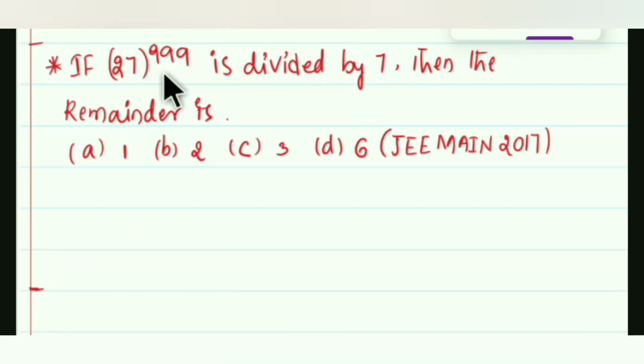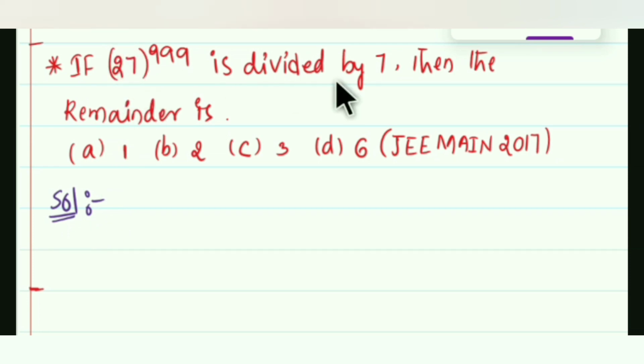Okay, 27 to the power 999 is divided by 7. Then the remainder is what? Options given are 1, 2, 3 and 6. This question appeared in JEE Main 2017. Let me simplify this problem here. If you see this, the solution is simple.